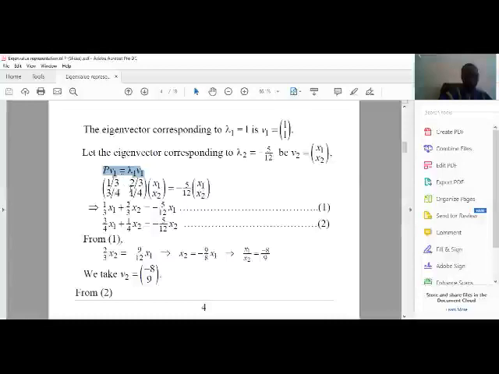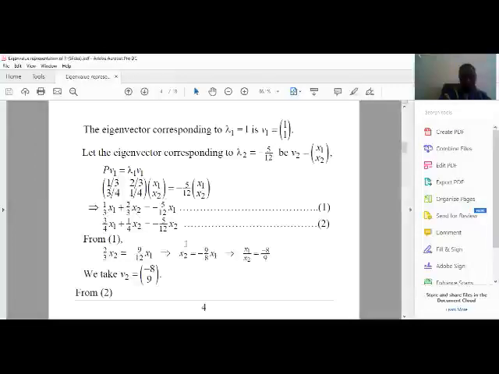So we substitute the transition probability matrix. We represent the second eigenvector by x1, x2, then equals the eigenvalue multiplied by the eigenvector, this equation. So we multiply this row by this column, to obtain this equation, the first equation. Then we multiply this row by that column to obtain the second equation.